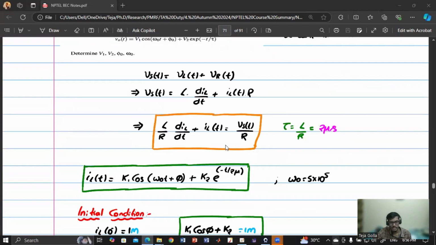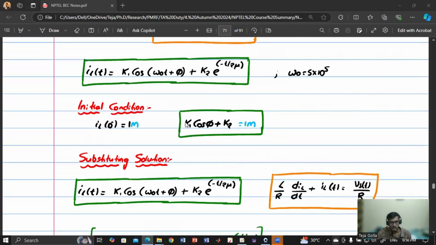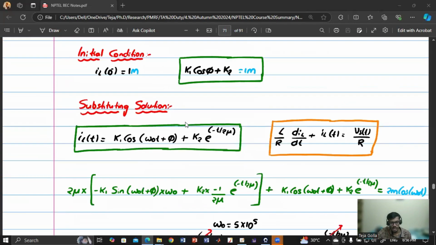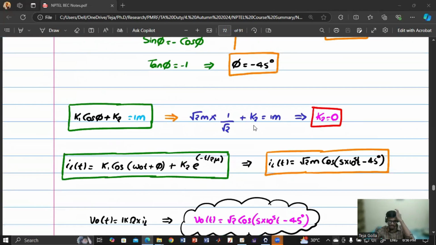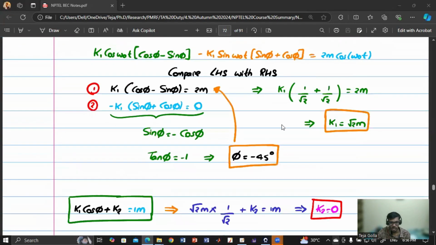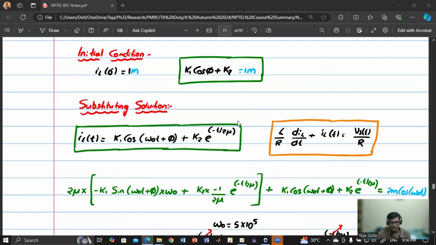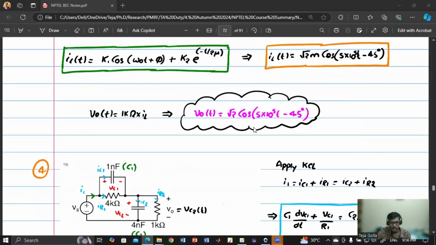First, you will write the generalized expression, and then you will get two equations, one from the initial condition and one from substituting the solution, so you will get two equations, two unknowns. I know that these are a little bit lengthy, and you have to be very careful while solving. You should not make any mistake, because sometimes they ask for 2 marks only, but you have to solve the entire problem, and you have to solve these equations and get the coefficients and everything.